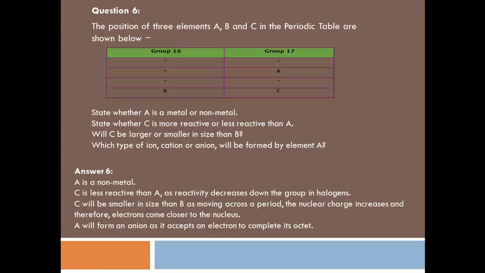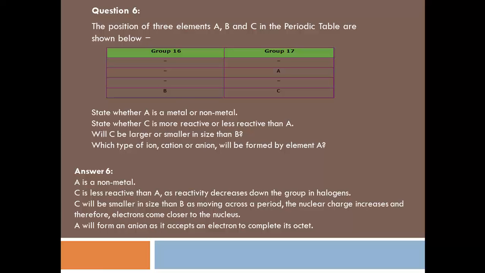C and A are coming in the same group. Now we know that as they are non-metals, they always gain electrons, isn't it? Thinking about the size of the atom, we know that when we move from top to bottom in a group, the number of shells will increase. Therefore, the size of the atom increases in a group. So definitely A is smaller than C.